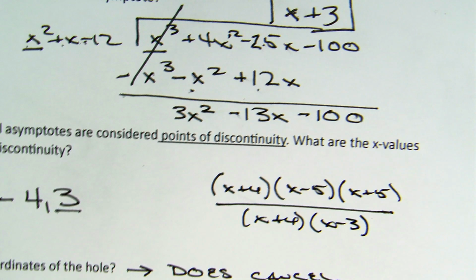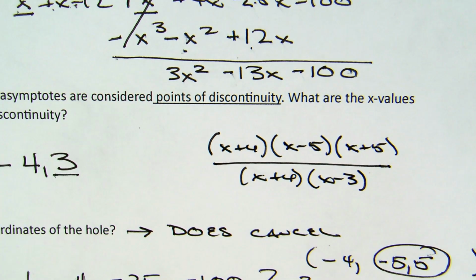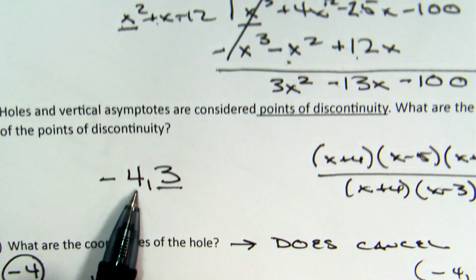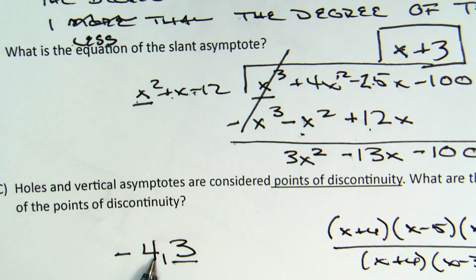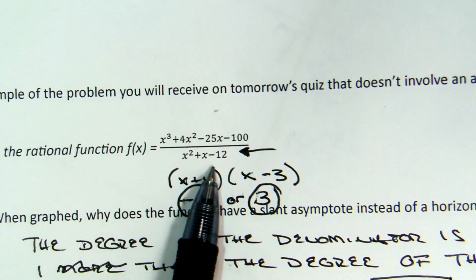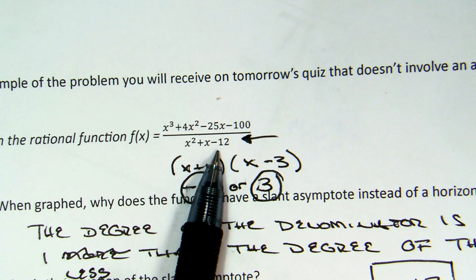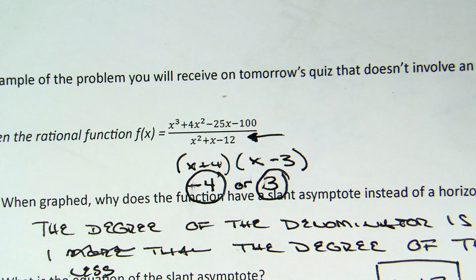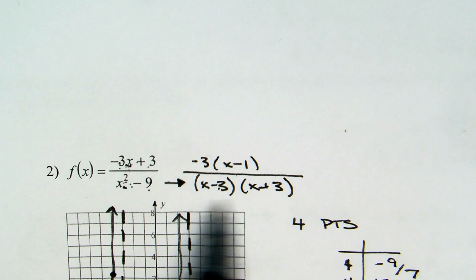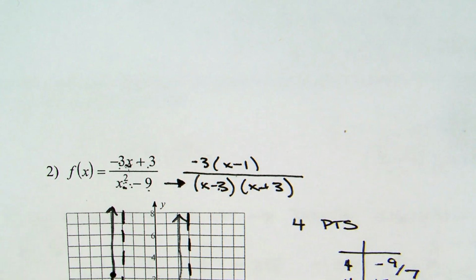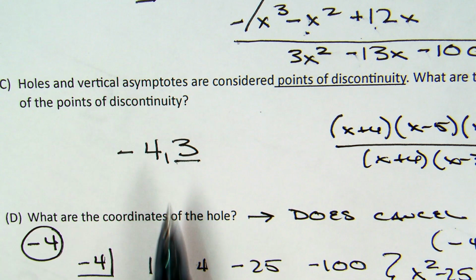Where did the -4 and the 3 come from? I factored this, and whatever makes the denominator 0 is a point of discontinuity. If you go back at what you did for homework for the review, when you did this one, x squared minus 9 factored into x minus 3, x plus 3. Both of those are points of discontinuity. So that's your equation of vertical asymptote. That's where the -4 and 3 come from.